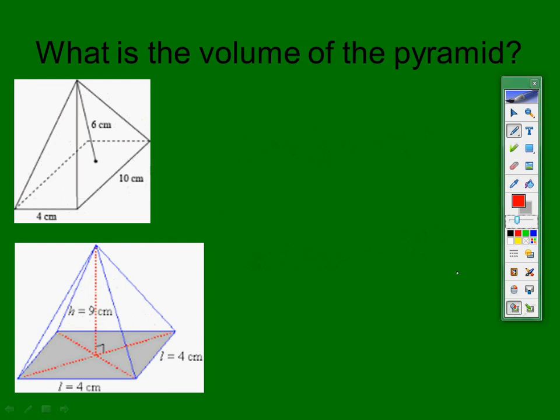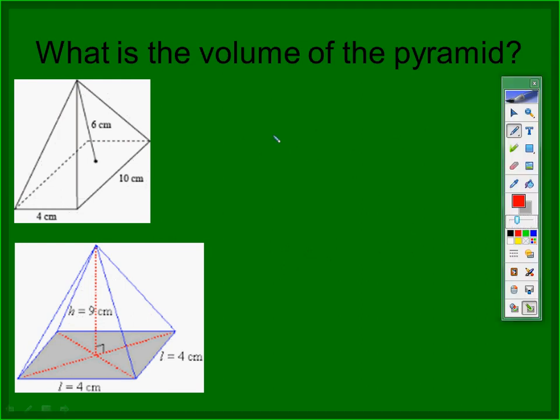Volume is in cubic units. Here we'd have 4 times 10, area of the base, times the height of 6. That would give me the volume of the prism. But it's a pyramid, so I must divide by 3. 4 times 10 times 6 divided by 3 equals 80. And that would be in cubic centimeters.